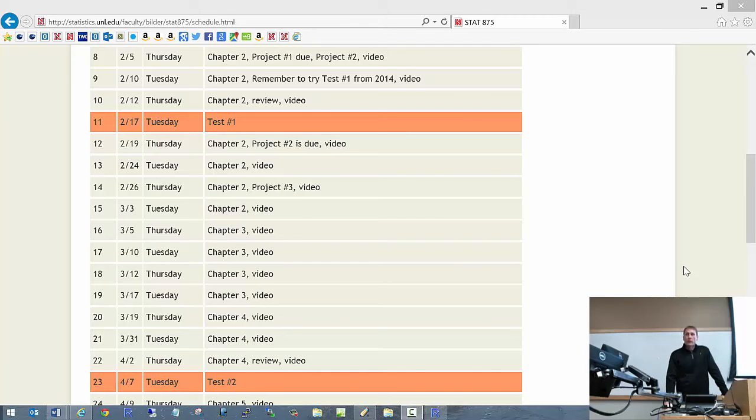With the test, there will be a formula sheet that I will make available to you on my website. It's going to be basically just about the same as what you see currently for the test number 1 formula sheet that was given, I guess, in 2014.